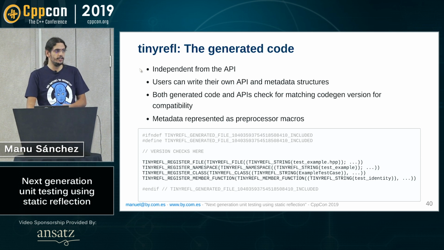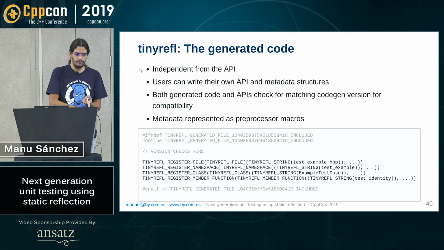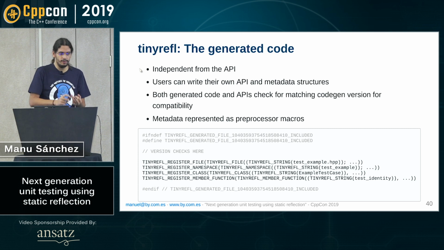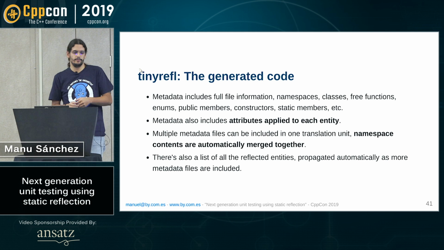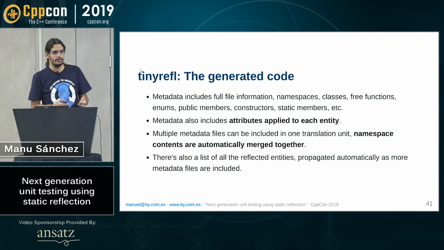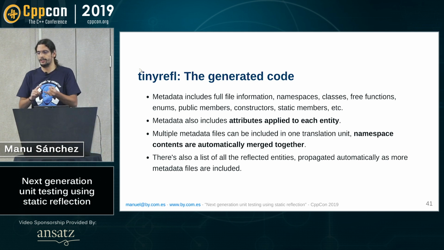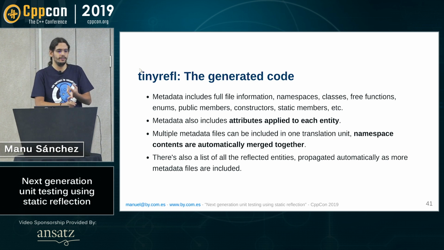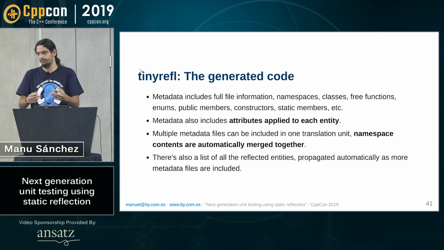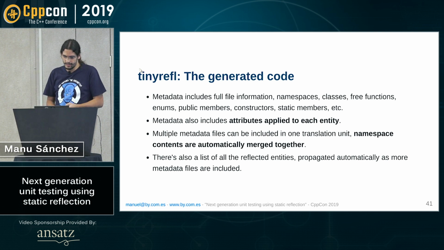The generated code includes version checking of the tool that generated the code, the generated code, and the API, so everything matches and you have no surprises, okay? The metadata includes full entity information of C++ with the usual entities we work with: namespaces, free functions, overloaded free functions, static member functions, classes, and whatever you want, okay?